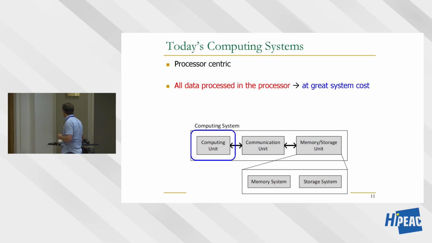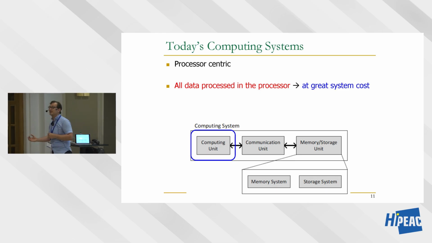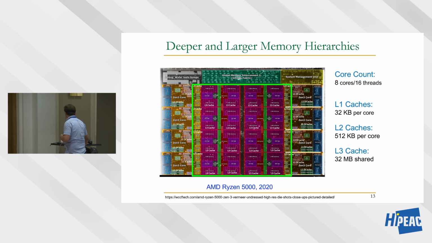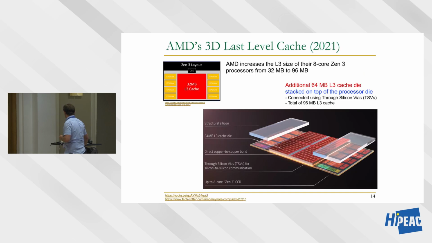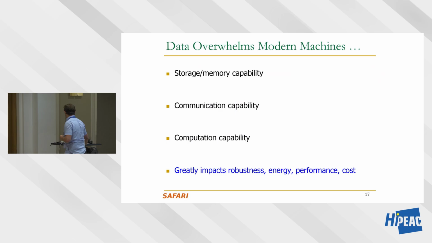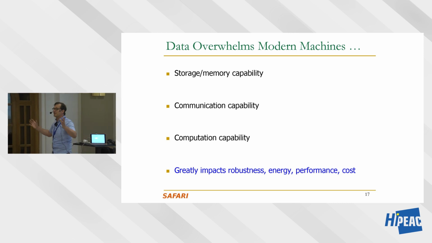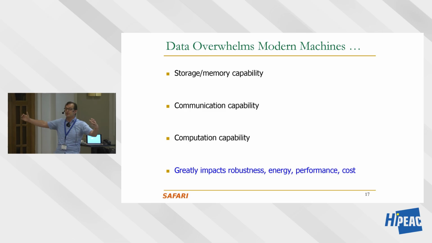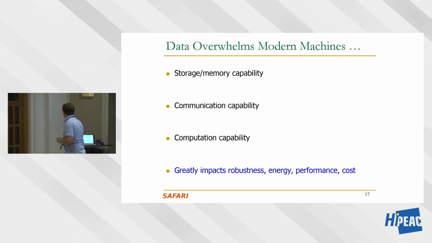All data is processed in the processor at great system cost in the end. And I've shown you examples of this. I'm not going to repeat them. And you can see real examples of real chips. And this keeps coming and coming. So in the end, data is really overwhelming our machines. It's overwhelming our storage and memory capability. That's why we keep adding more and more capacity in terms of storage and memory, more and more bandwidth, etc.